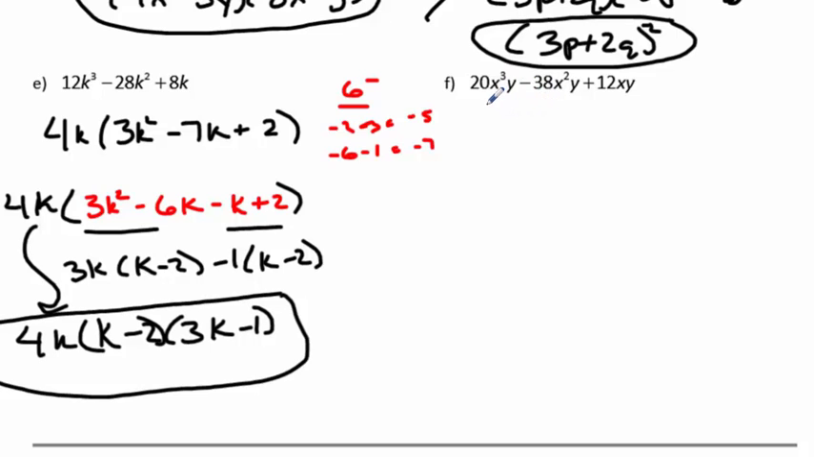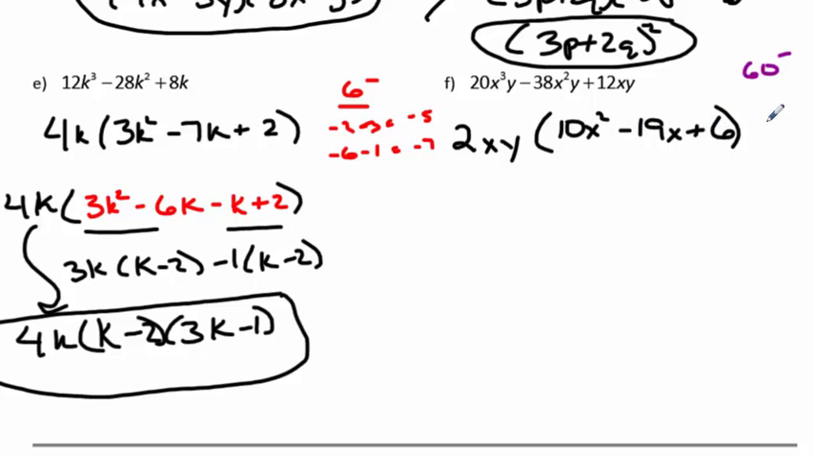In part F, 20, 38, and 12 can all be divided by 2. Let's factor out a 2. They all have an x and a y in common. So if I divide out 2xy, we're going to be left with 10x squared minus 19x plus 6. Okay, let's see if we can factor this further. 10 times 6 is 60. Since that's positive, you're going to need two negatives to get the negative 19 there.